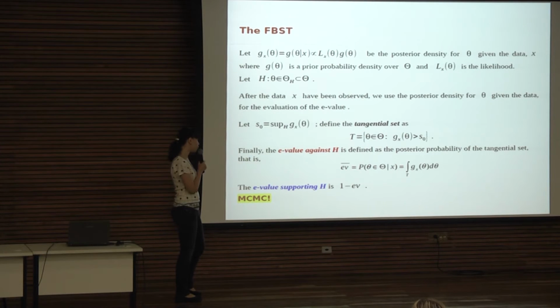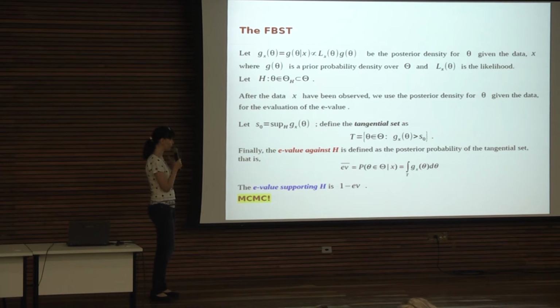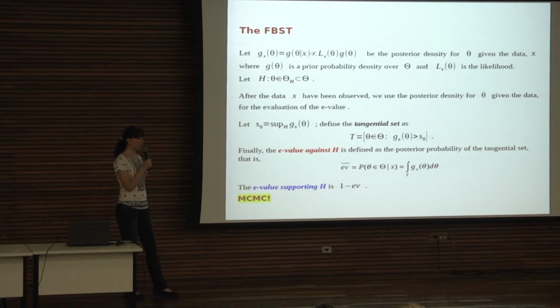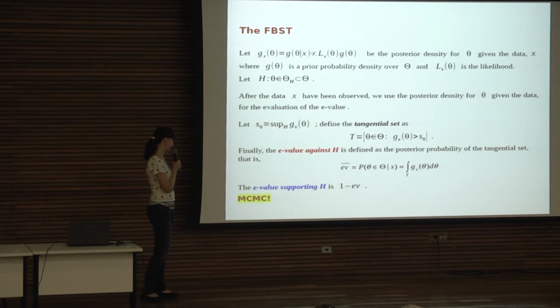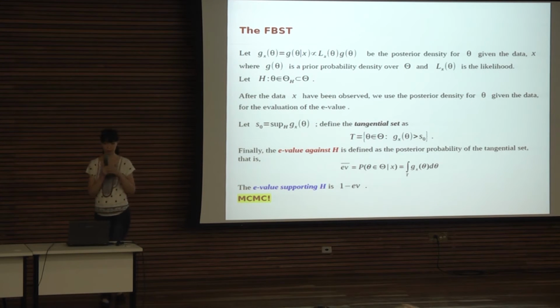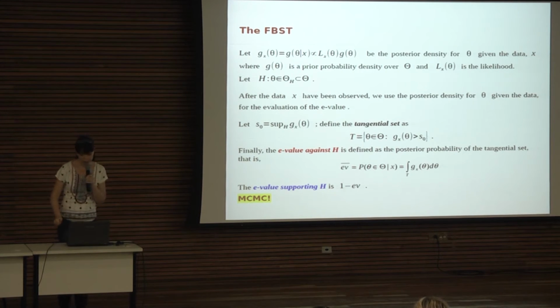We can approximate this integral in order to obtain the evidence value. We can approximate the integral using the posterior draws of theta, which are obtained by application of the MCMC algorithm. The e-value supporting H is 1 minus this integral. Here is how we defined this test.